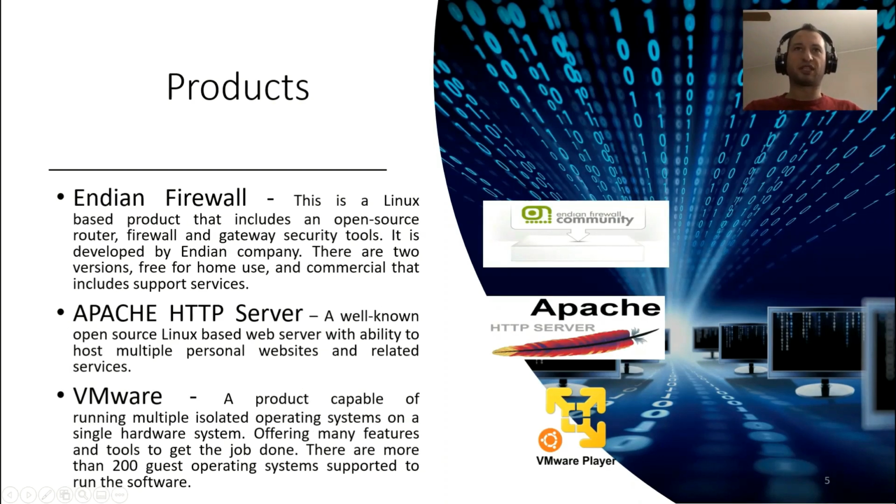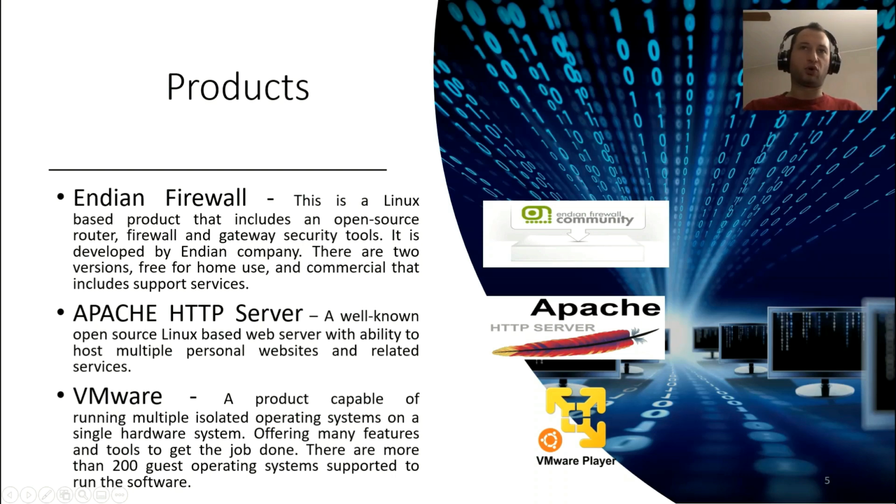The product that I chose for this project is Endian Firewall. This is a Linux-based product that includes open source router, firewall, and gateway security tools. There are also a lot of other tools, but these are the main things that we'll use for this project. There are two versions. One is free for home use. The other one is commercial and has 24/7 support service from the team, but it is paid.